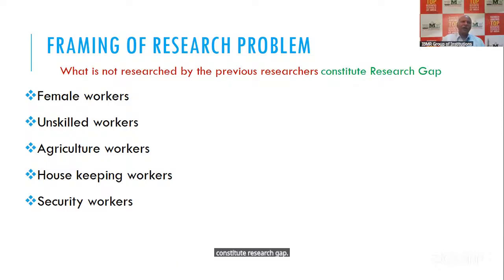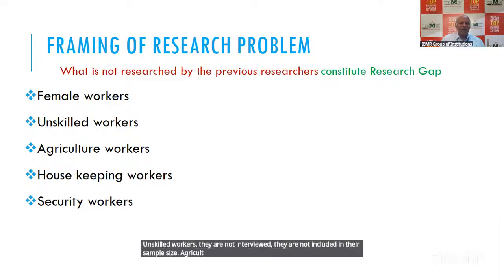Now, female workers, they have not interviewed. Unskilled workers, they have not interviewed. They have not included them in their sample size. Agriculture laborers, they have not touched. Housekeeping, a very important segment, housekeeping workers, they have not touched. Security workers, they have not taken.